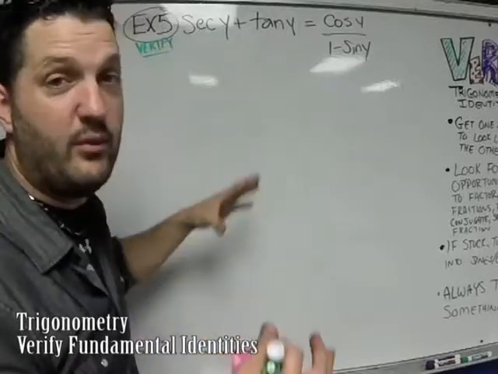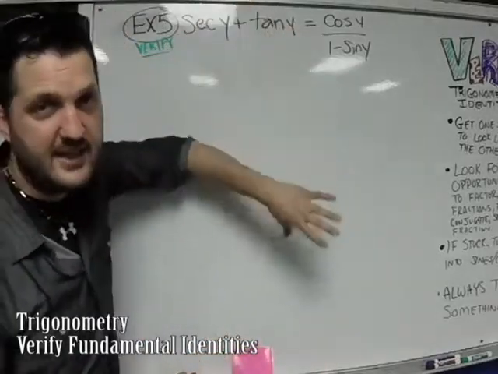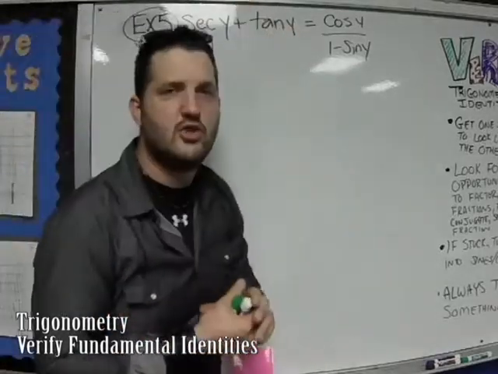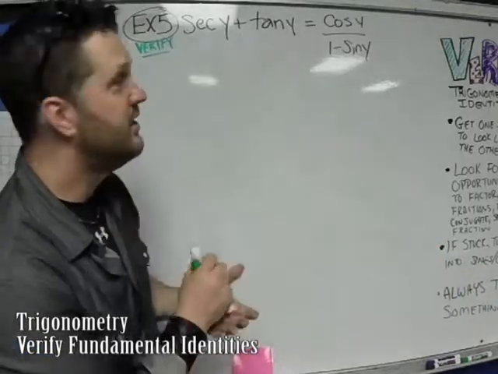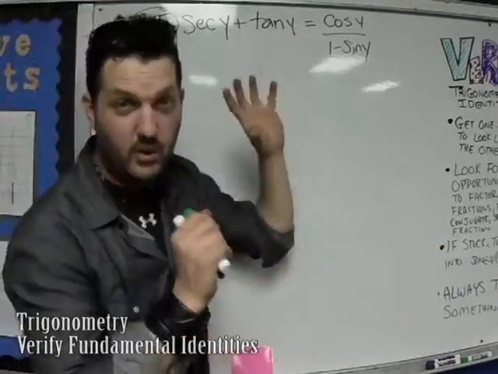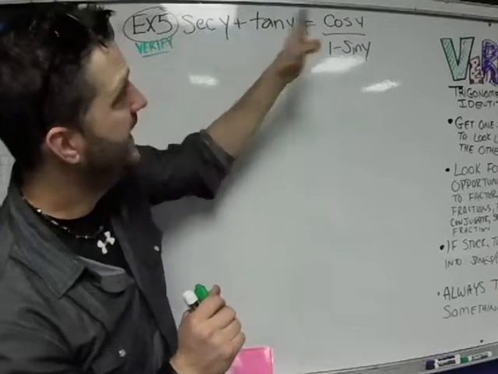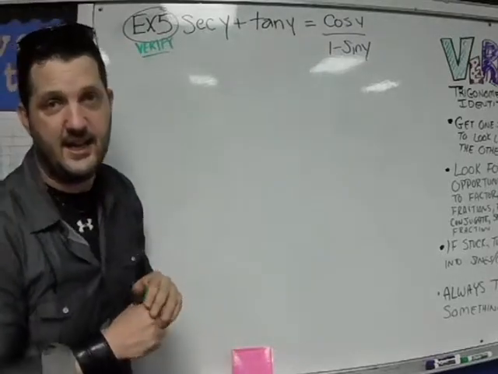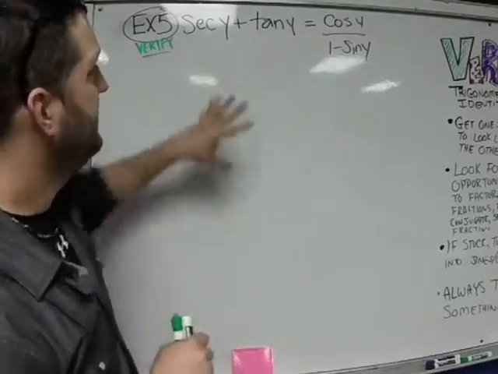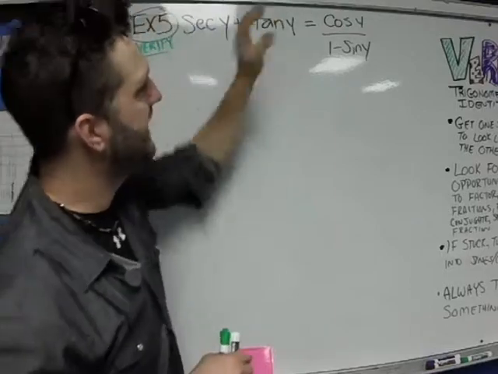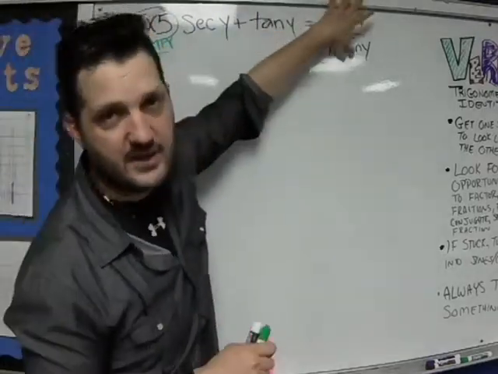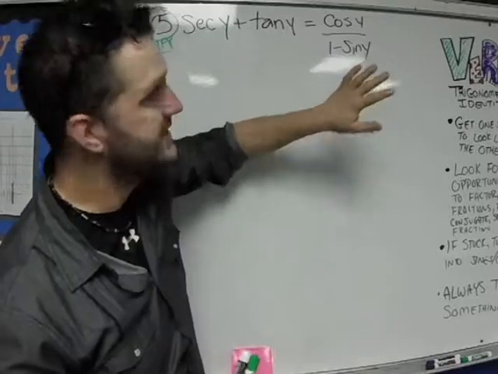So what we usually have been doing is working with the left side. According to the book, you can work with either side. You want to work with the more complicated side. It looks over here like the right side is the more complicated side. The left side is just secant y plus tangent y. The right side is a fraction, cosine y over 1 minus sine y.